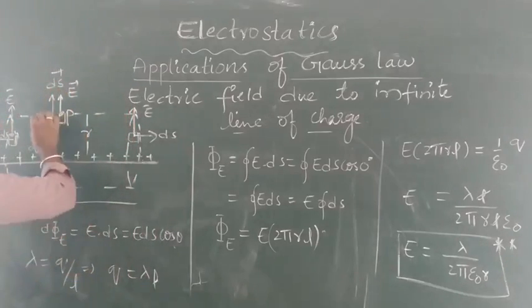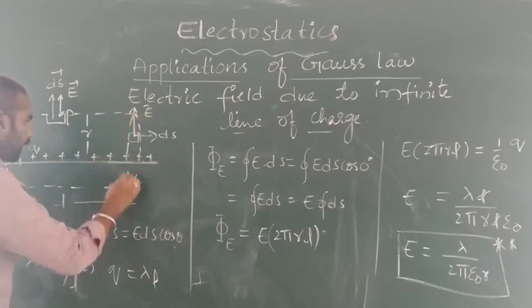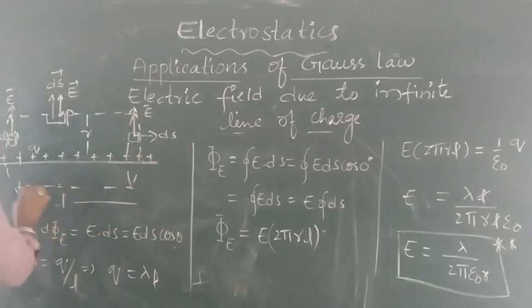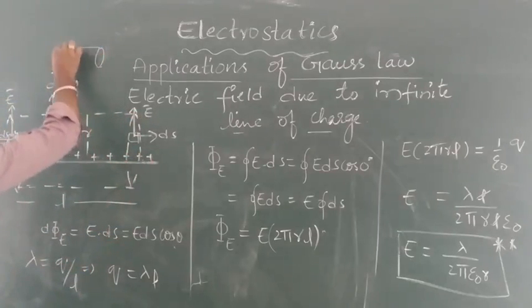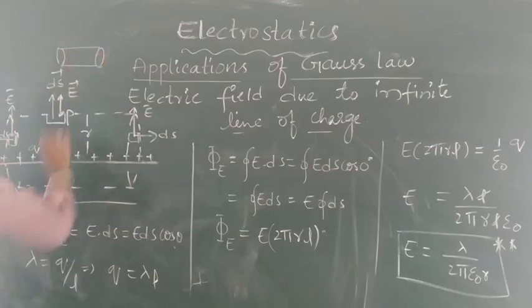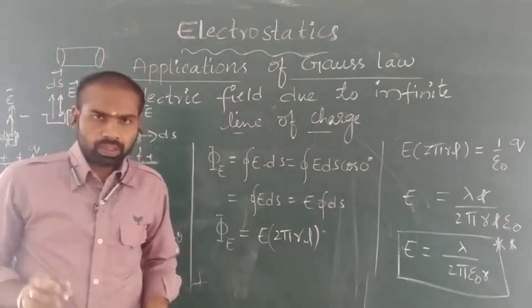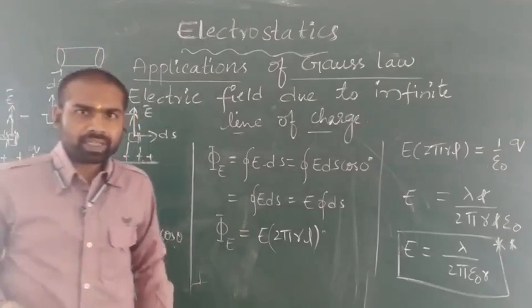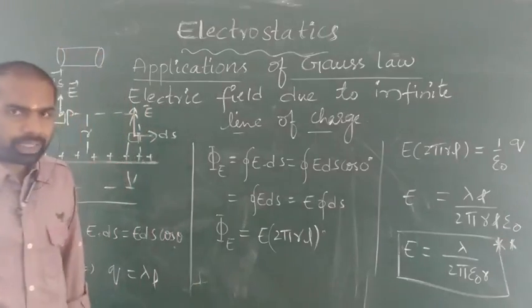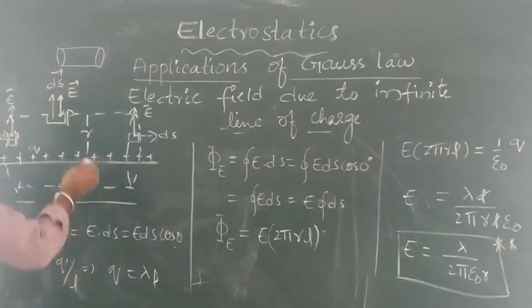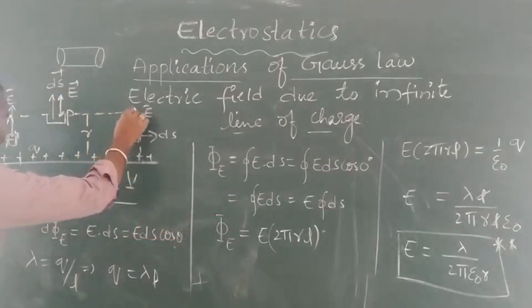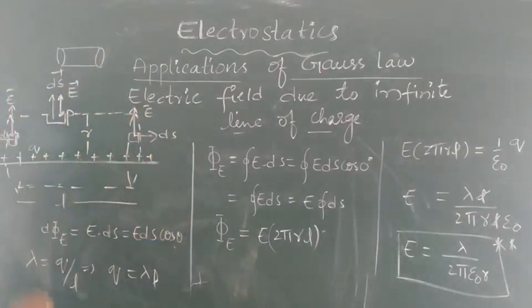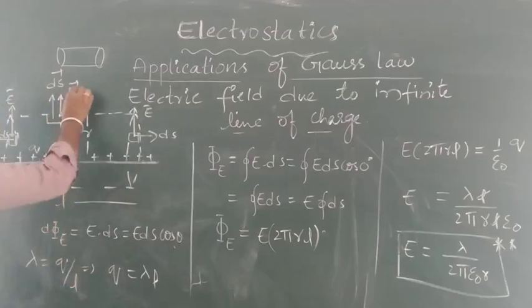For that purpose, we construct a cylindrical Gaussian surface. The dotted lines in the diagram represent a cylindrical Gaussian surface. A cylinder will be like this. Gaussian surface, as you already know, is an assumed surface. Actually, it is not present. We are assuming it for obtaining the electric field intensity, so we are considering that Gaussian surface here. This is the cylinder.